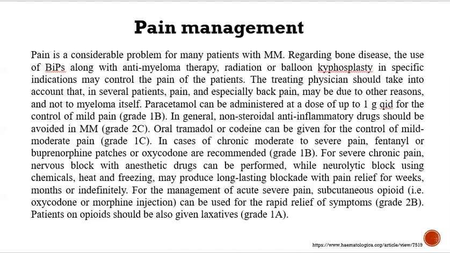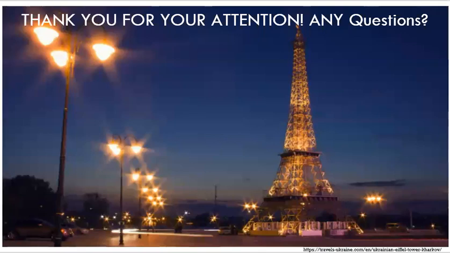For severe pain, nerve block and steroid drugs can be performed, while neurolytic block using chemicals, heat and freezing may produce long-lasting blockade with pain relief for weeks, months, and indefinitely. For the management of acute severe pain, subcutaneous opioids can be used for rapid relief of the symptoms. Patients on opioids should also be given laxatives.